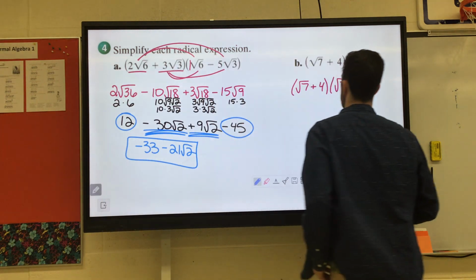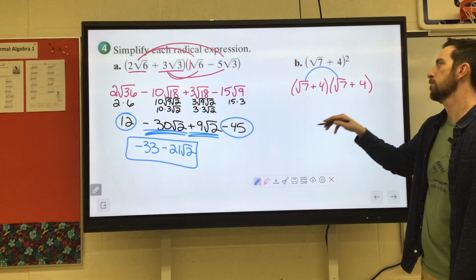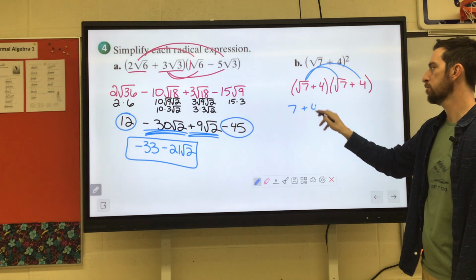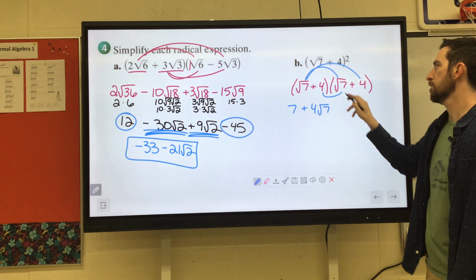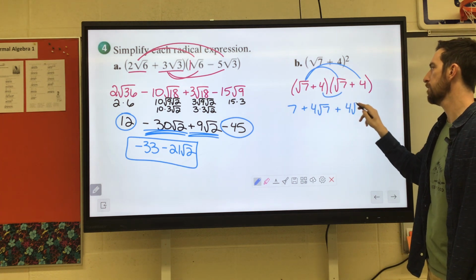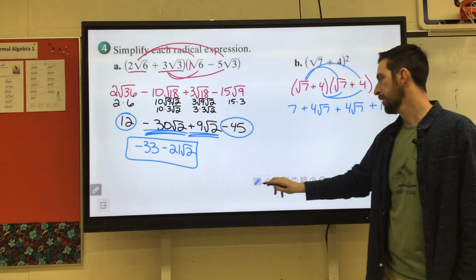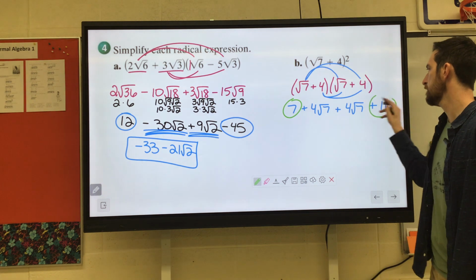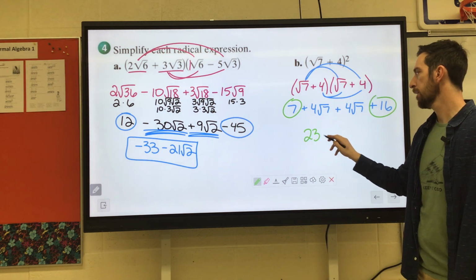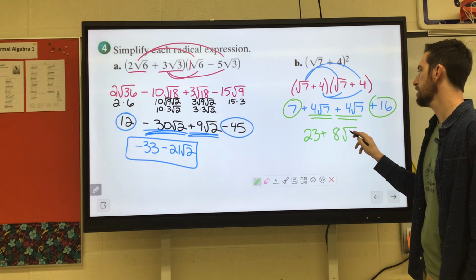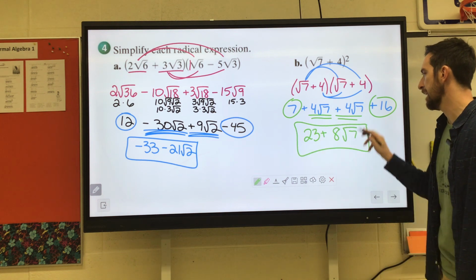All right, over here. Square root of 7 times the square root of 7 is just 7. Square root of 7 times 4 is 4 root 7. 4 times the square root of 7 is 4 root 7. And 4 times 4 is 16. I could do the 7 plus 16, that's 23. I could also combine 4 root 7 plus 4 root 7 is 8 root 7, and that's all we can do.